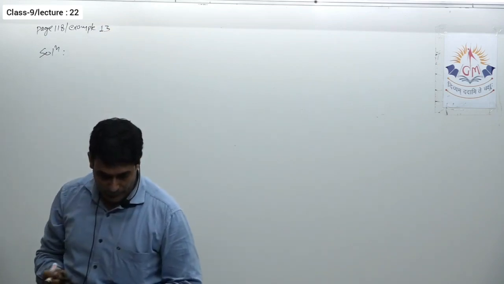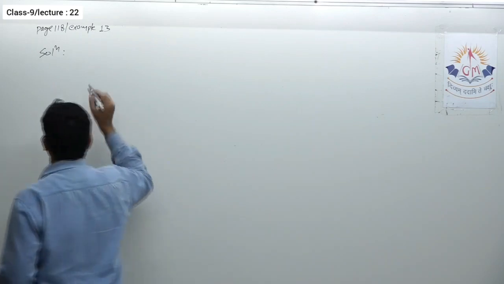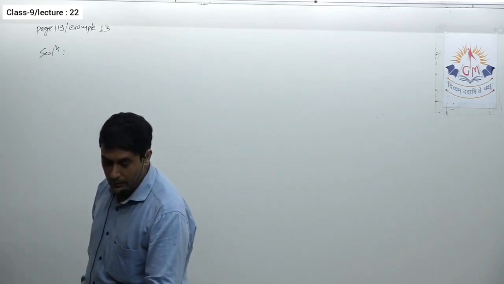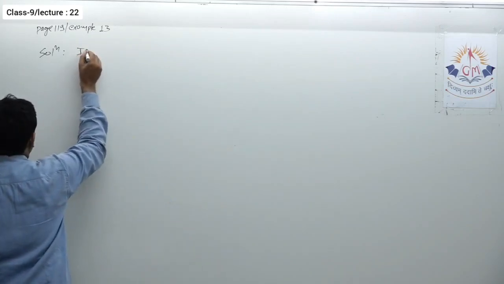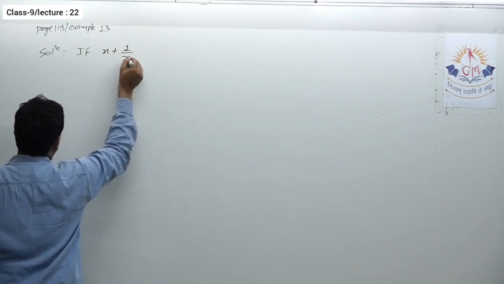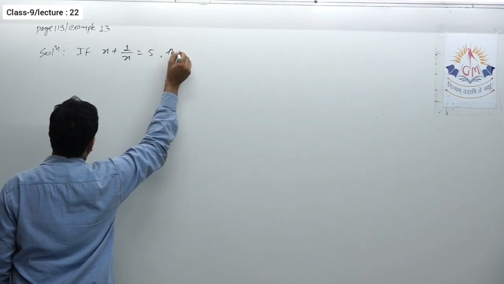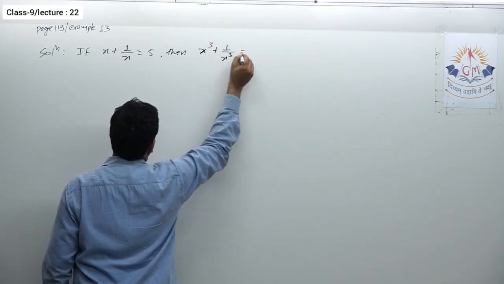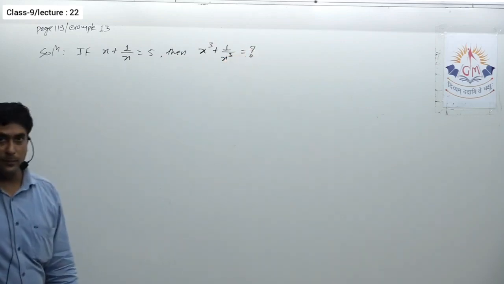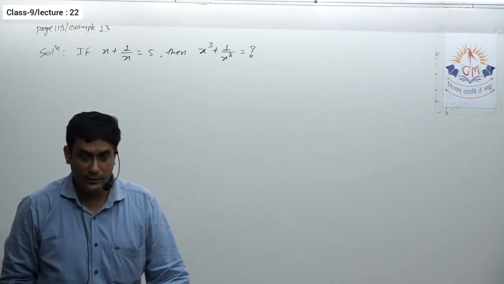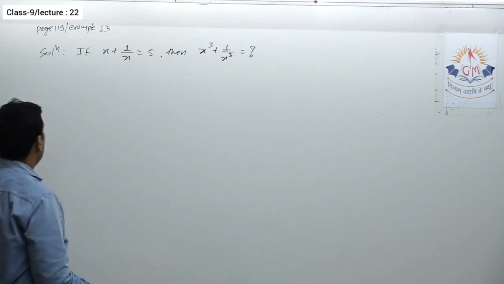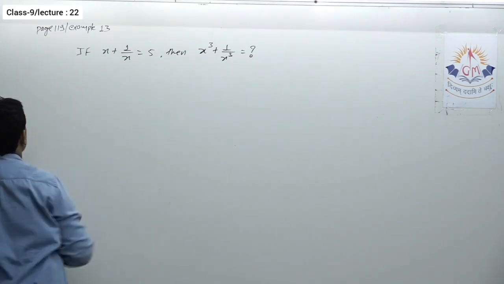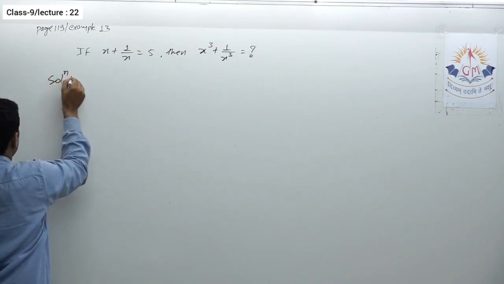Example number 13 from page number 119. The question is, if x plus 1 upon x is equal to 5, then find the value of x cube plus 1 upon x cube. Okay, this is example 13, so let us see its solution.